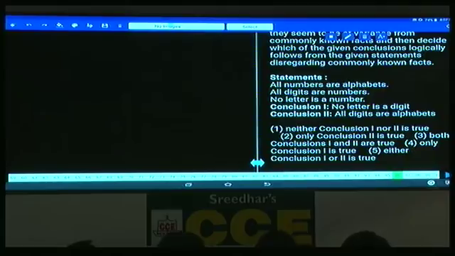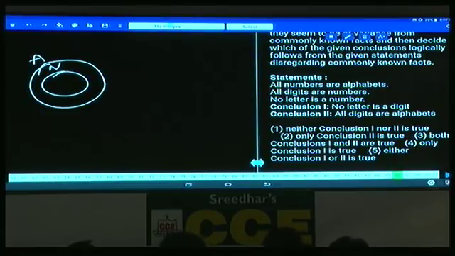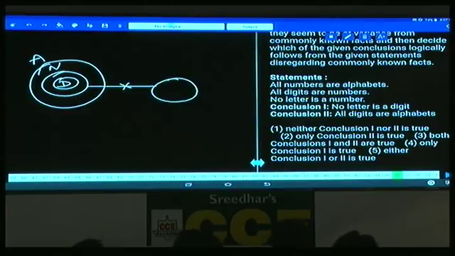All numbers are alphabets. All digits are numbers. All digits are numbers. All numbers are alphabets. No letter is a number. Then no letter is a digit. No letter is a digit will definitely be true.